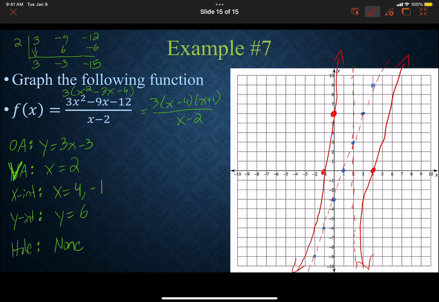So our oblique asymptote graphs can look a little weird, especially if the slope of the oblique asymptote is a 3. If the slope is a 1, it would probably look a little more normal for this kind of function. But that's going to be the general idea. You're going to see a slanted line in the problem. You're going along the slant as well as along the vertical.